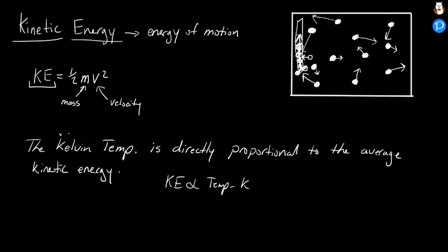Now again, it's the average kinetic energy because not all of these particles in here are moving at the exact same speed. So when I measure the temperature, I'm measuring the average velocity of these particles in here. Not all of them are going to have that exact velocity, but what are most of these particles in here? What speed are they moving at within that container?